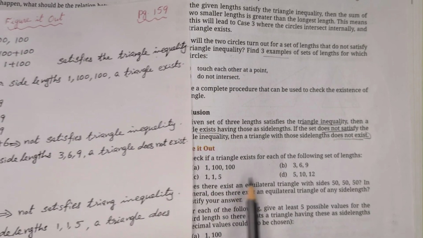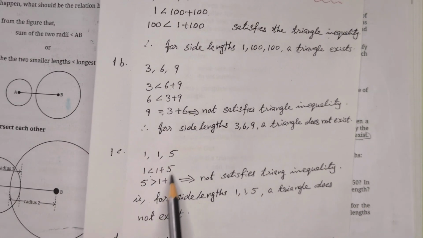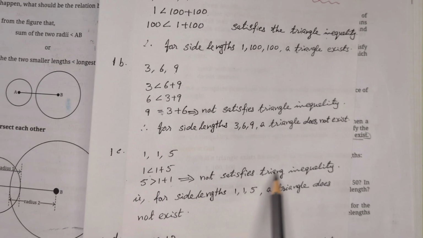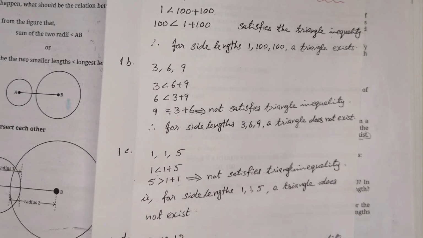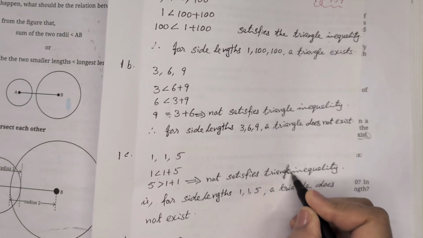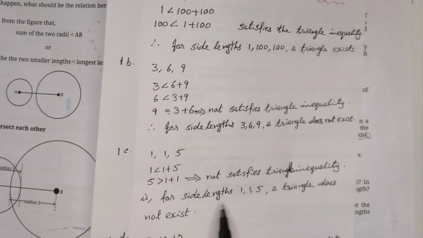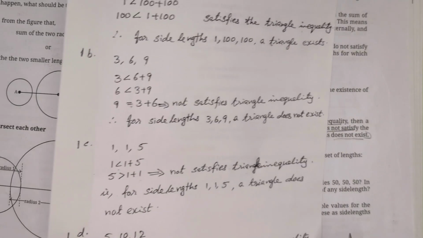Next, 1, 1, 5. 1 is less than 1 plus 5. The last number 5 is greater than the sum of the other two. That also does not satisfy the triangle inequality. So we can write that for side lengths 1, 1, 5, a triangle does not exist.